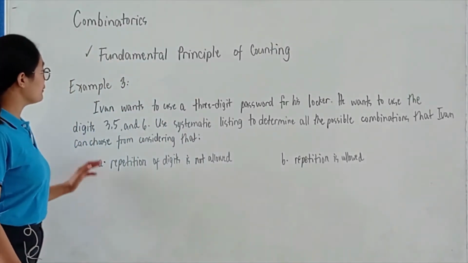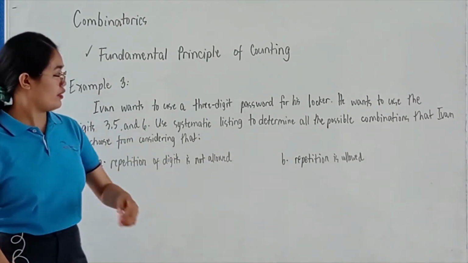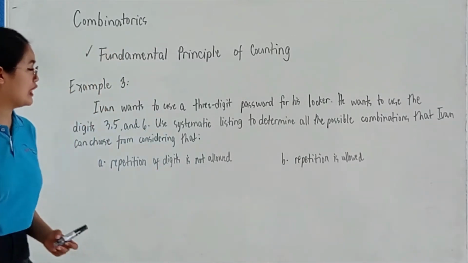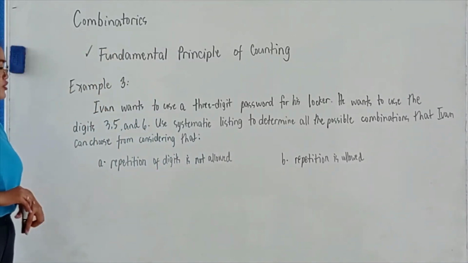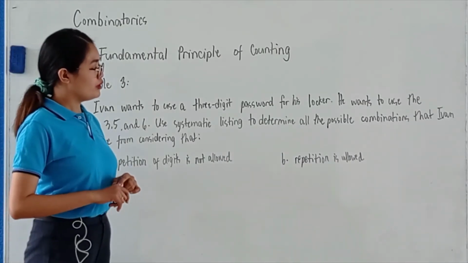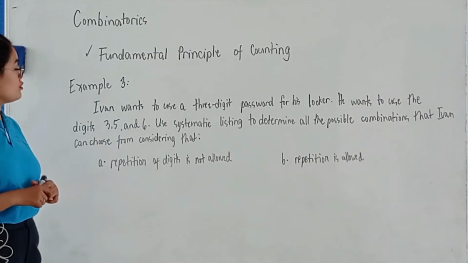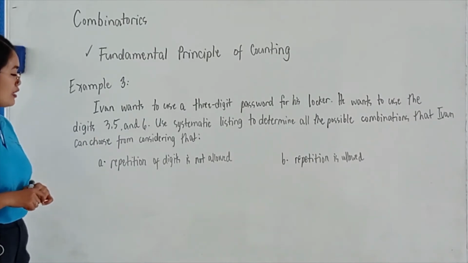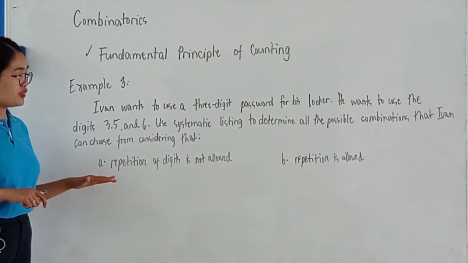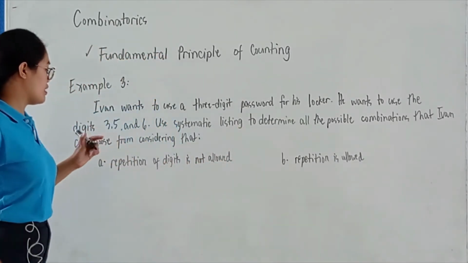For example number 3, Ivan wants to use a 3-digit password for his locker. He wants to use the digits 3, 5, and 6. Use systematic listing to determine all the possible combinations that Ivan can choose from, considering that A, repetition of digits is not allowed, and B, repetition is allowed.